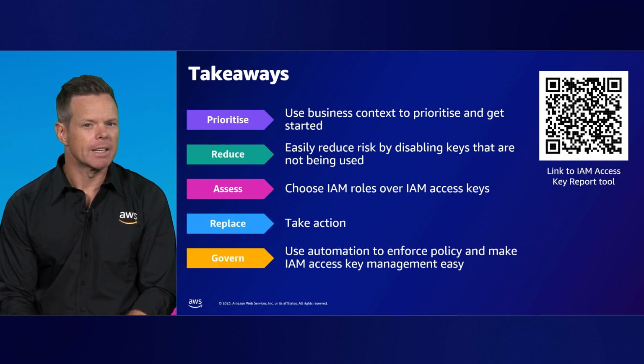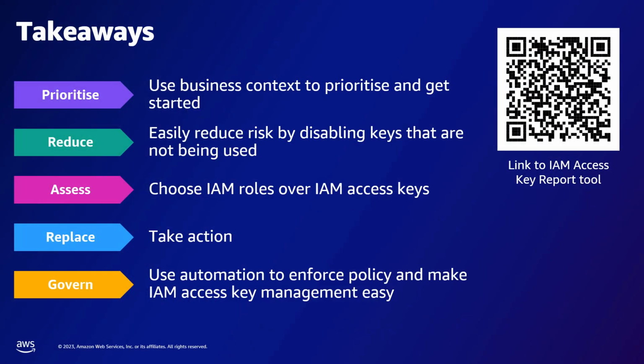Number 4, replace. Get executive support if you need it, test the solutions, implement them. Basically, take action. And 5, govern. Update and clarify your policies around access key management, and then automate as much of the processes as possible. This will save you time and effort in the long run.